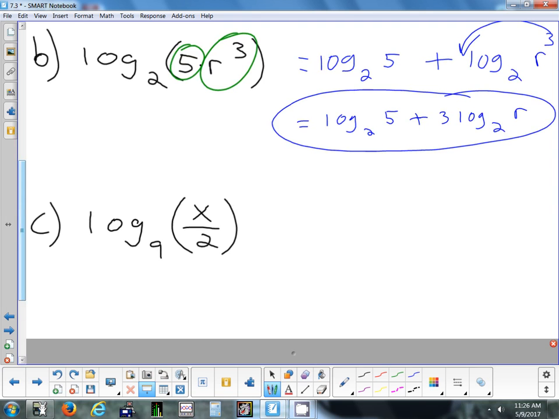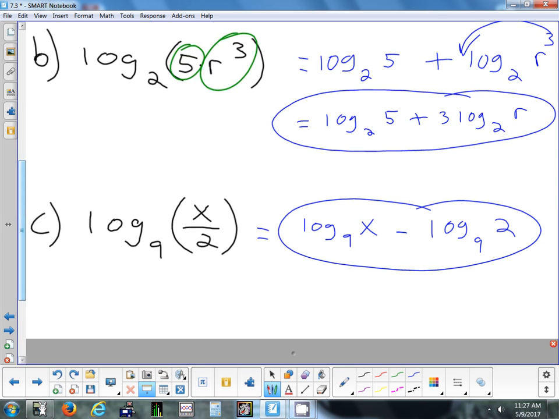Okay, Sydney, what's going on here that's different than the last 2? It's division. So Riley, when we have division, how's that going to split? You're going to subtract. Michael, we're going to have 2 logs. What's going to be the base on each one? 9. Perfect. Kristen, my first argument. X. Jocelyn, my second. 2. That's it. Any questions on that one? Any exponents we have to worry about? No, not on that one.